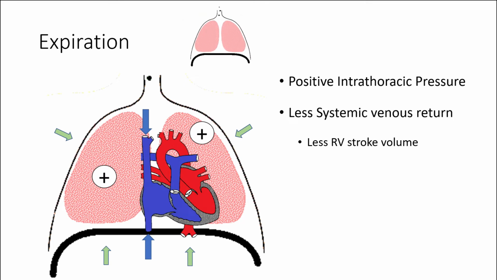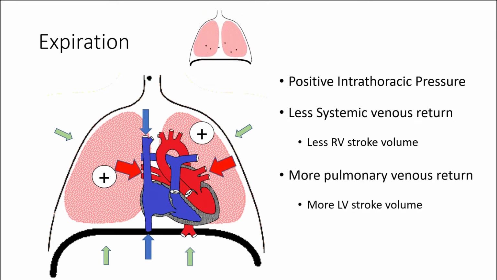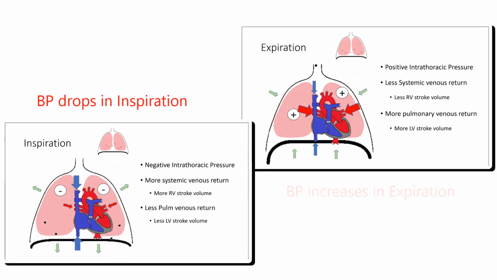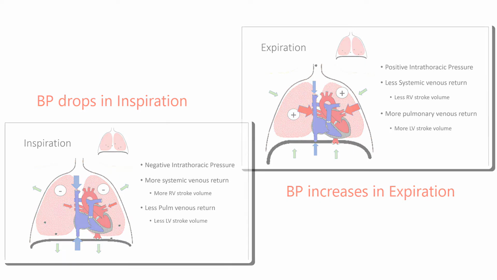So what happens to the left ventricular stroke volume? The pulmonary veins being totally within the thoracic cavity, they get squeezed when the intrathoracic pressure goes up during expiration. So when pulmonary veins get squeezed along with the lungs, there will be more pulmonary venous return into the left atrium. So there is more pulmonary venous return into the left atrium, so more blood will flow into left ventricle. So left ventricular stroke volume rises during expiration, where right ventricular stroke volume drops. So the reason for the drop in blood pressure during inspiration and rise in blood pressure during expiration can be explained through this physiological phenomenon.